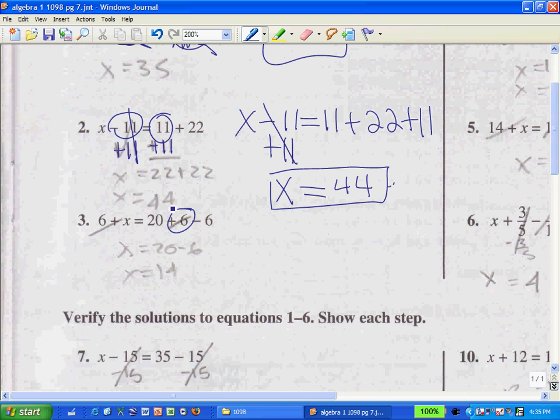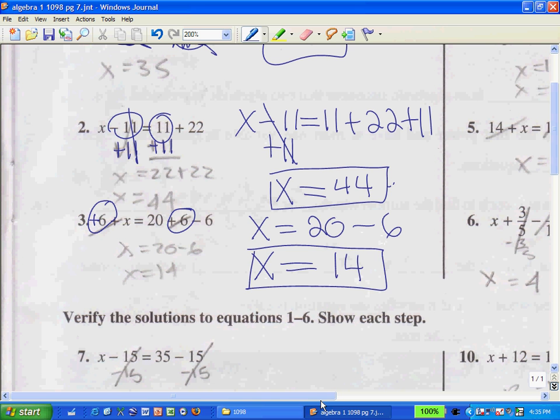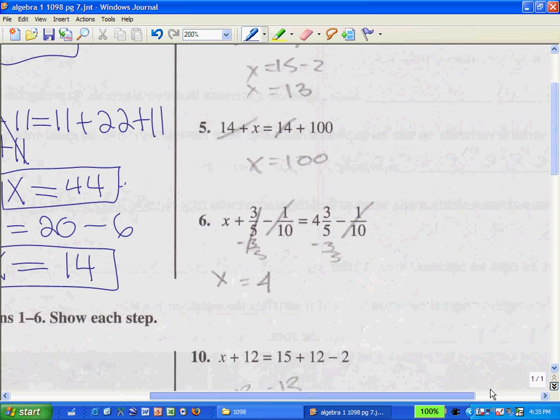Here we've got a positive 6 and a positive 6 on both sides of the equal sign. We know this is positive because there's no sign in front of it. So we've just canceled out the 6's, and what we have left is x equals 20 minus 6, and 20 minus 6 is 14. So x equals 14. Okay? Next page.